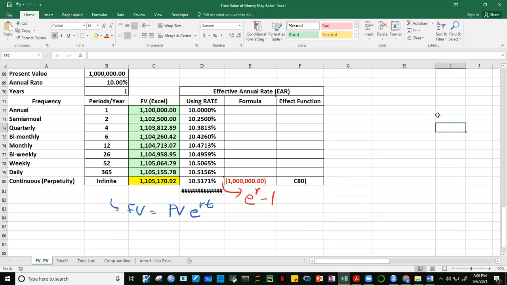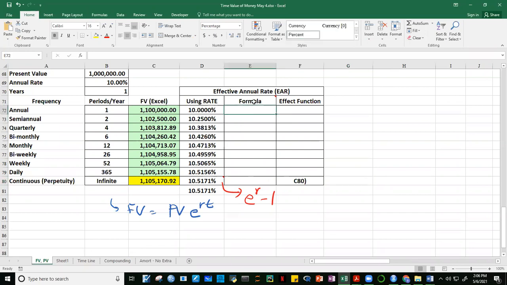Dali lang ha. My Excel is acting very strangely. Ayan. Okay, so I hope that's clear, guys. It was obtained two ways. Either dinaglan natin dito or we use the e to the r minus 1.